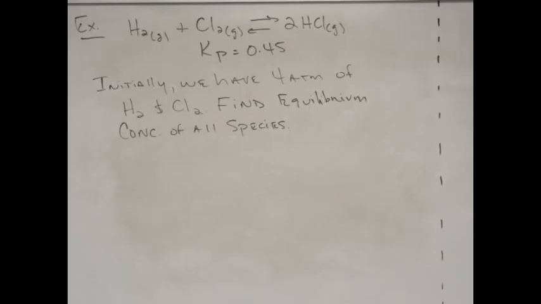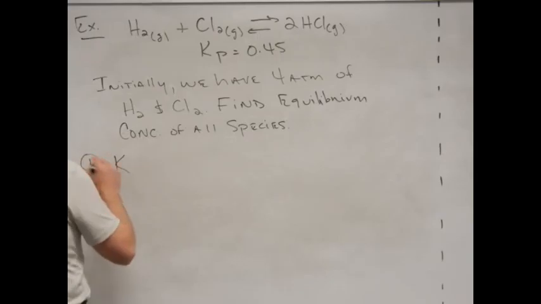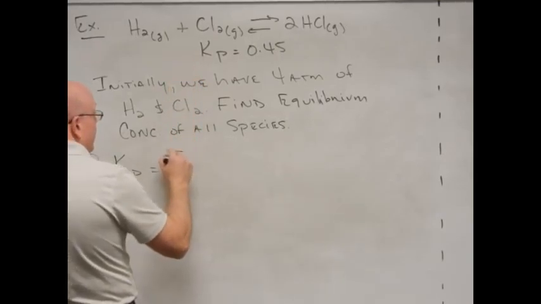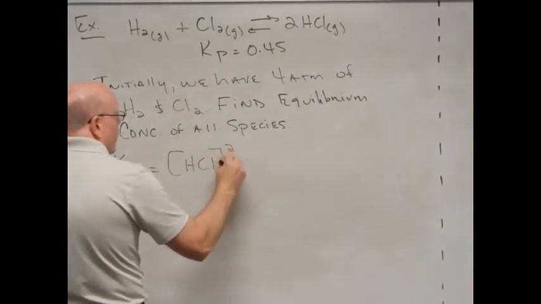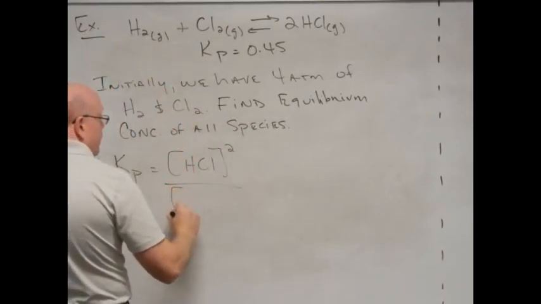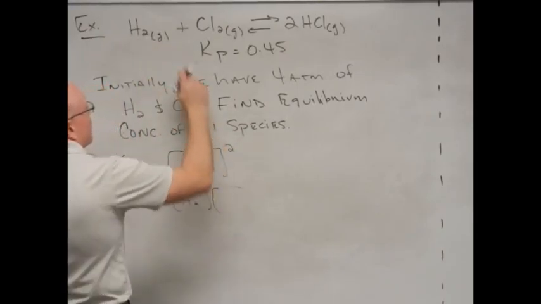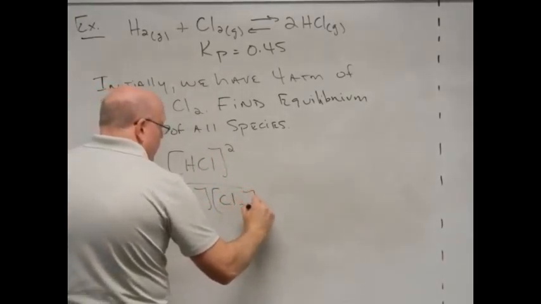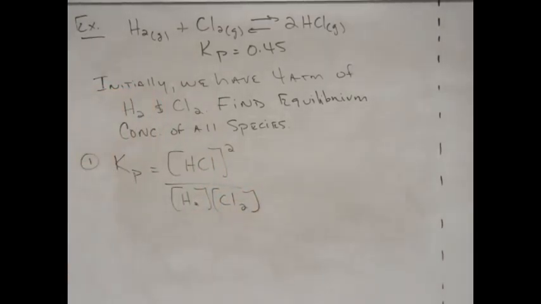The procedure that you'll go through for this problem follows the same steps. First thing we have to do, we have to write an equilibrium constant expression. Kp in this case equals products over reactants: HCl squared over H2 times Cl2. That's what it equals. Next thing we have to do is put together an ICE table. So we need to track products and reactants. So let's put our ICE table together.